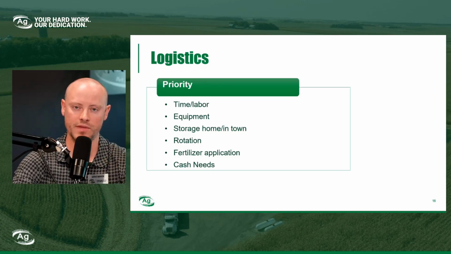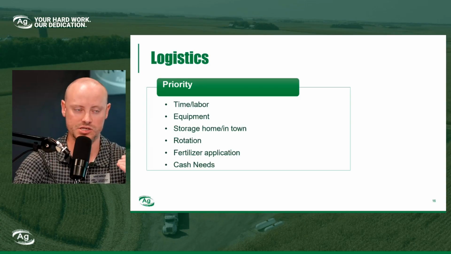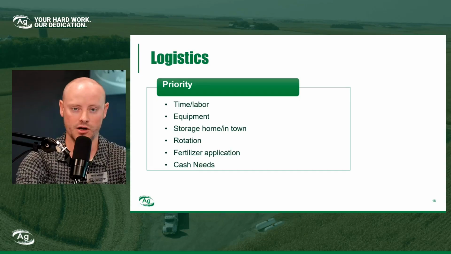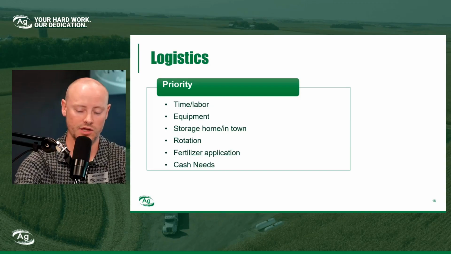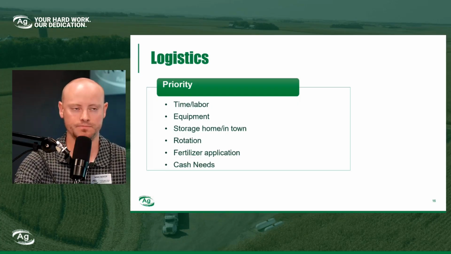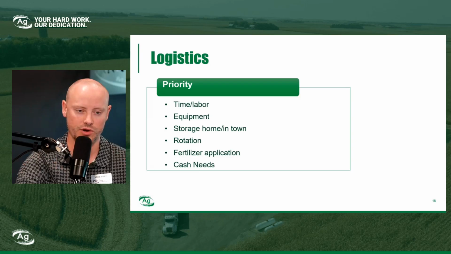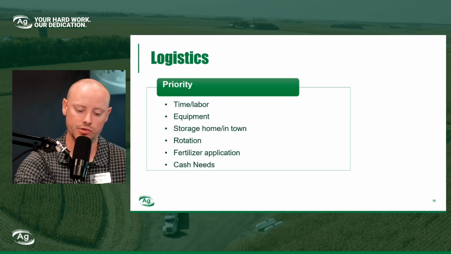A big one for me is time and labor with planning decisions. Equipment: do I have the capability of harvesting X amount of corn acres, or am I pretty stuck in a rotation, where I can't do too much about it? Storage: does it look better to have some bins at home or build a bin, or do I continually take corn to town or soybeans at harvest? Rotation. All of those things feed into logistics, but also logistics around, one, fertilizer application, if we put it down in the fall or not, and two, cash needs.